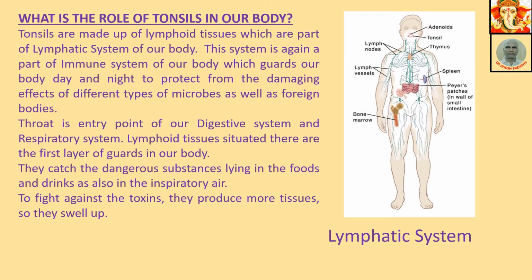What is the role of tonsils in our body? Tonsils are made up of lymphoid tissue which are part of the lymphatic system of our body. This system is again a part of the immune system of our body which guards our body day and night to protect from the damaging effects of different types of microbes as well as foreign bodies. Throat is the entry point of our digestive system and respiratory system. Lymphoid tissue situated there are the first layer of guards in our body. They catch the dangerous substances lying in the foods, drinks, as also in the respiratory air. To fight against this toxin, the tonsils produce more tissue, so they swell up.